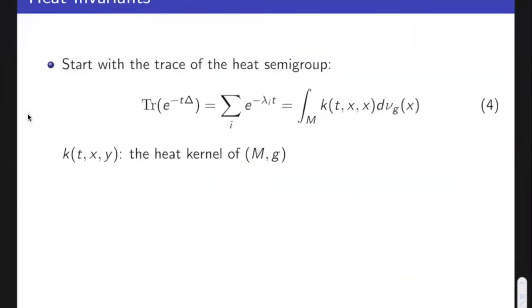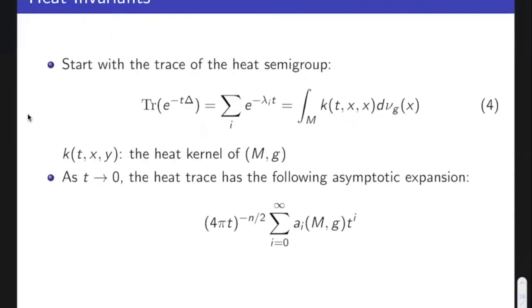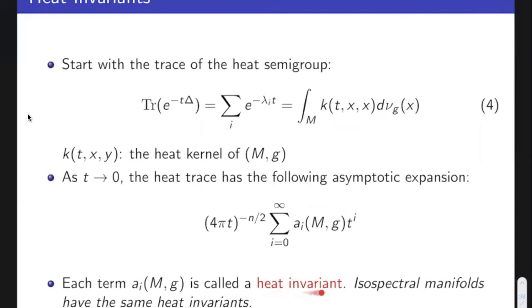Okay, so here I'd like to say a few words about the method of the proof. In the proof, we use heat invariants. Let me remind you what a heat invariant is. We start with the trace of the heat semigroup, and as t tends to 0, the heat trace has this asymptotic expansion. Each coefficient here is called a heat invariant. We know that isospectral manifolds must have the same heat invariants. So by computing heat invariants, we might say a few things about isospectral manifolds.